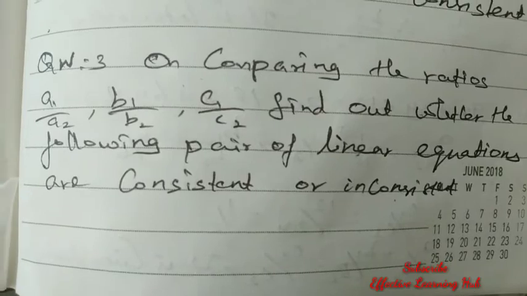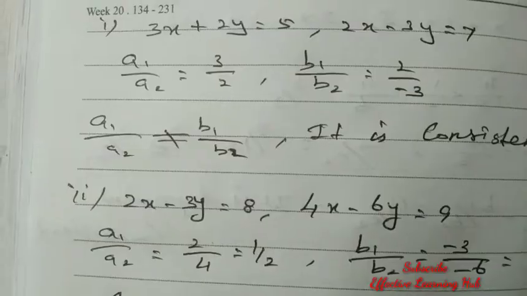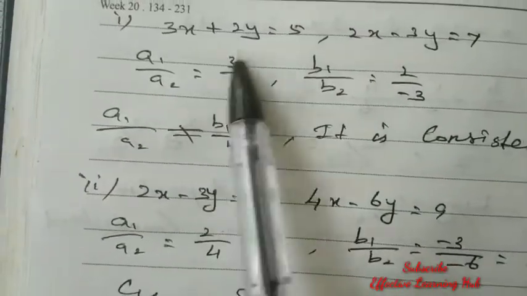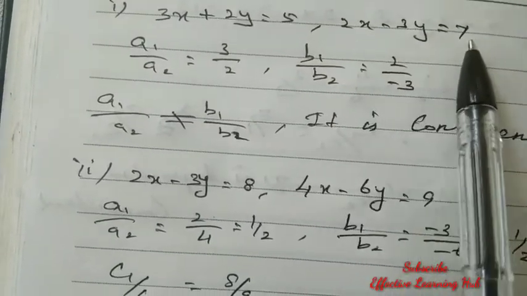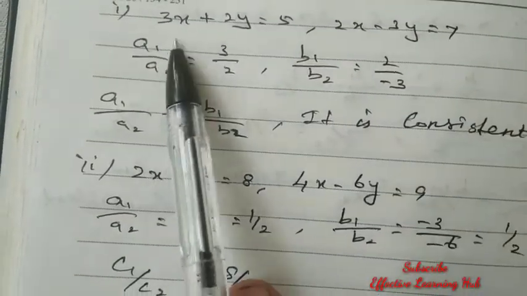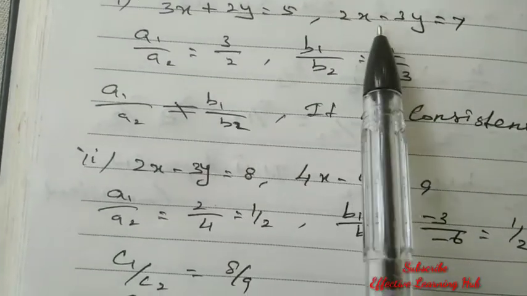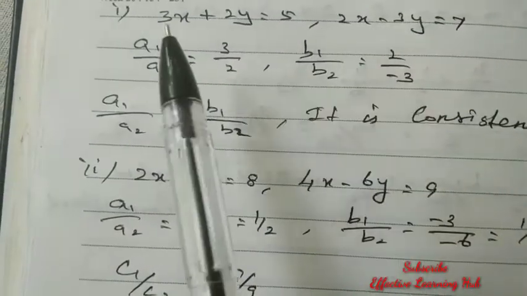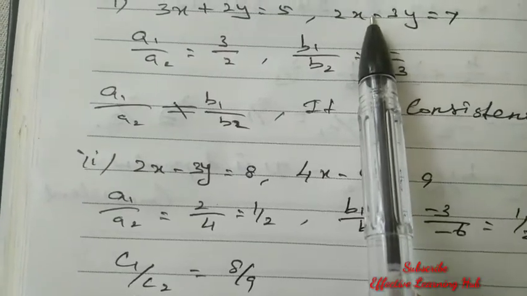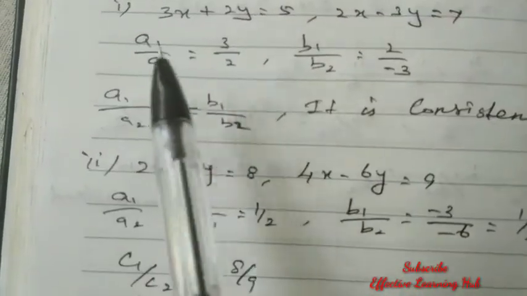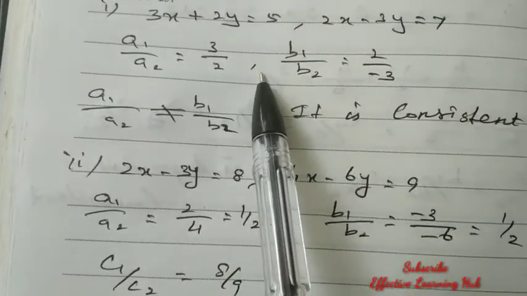Right, the first question. 3x plus 2y equal to 5 and 2x minus 3y equal to 7. Compare with a1x plus b1y equal to c1 and a2x plus b2y equal to c2. Now a1 divided by a2: 3x divided by 2x. Write the coefficient of x values, so 3 by 2. a1 by a2 equal to 3 divided by 2.